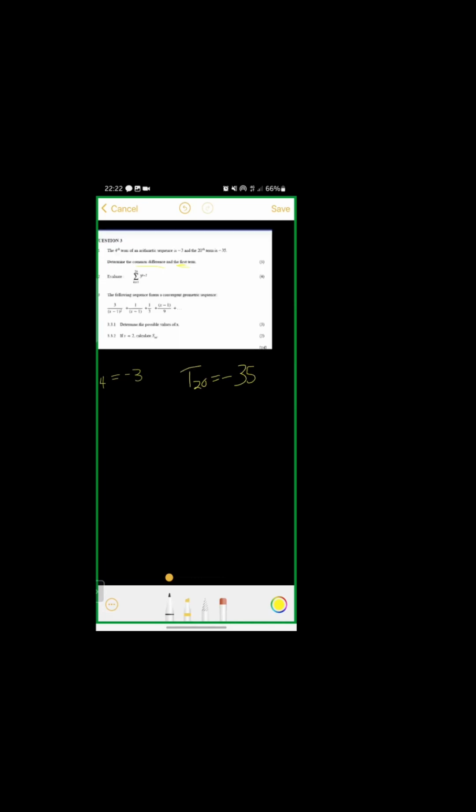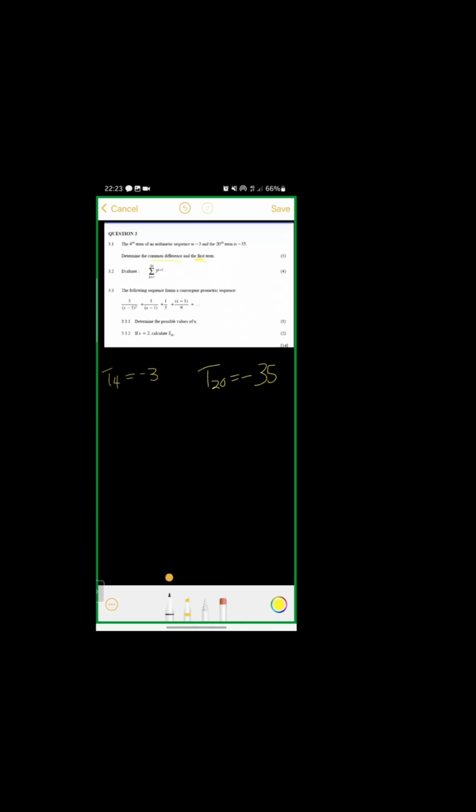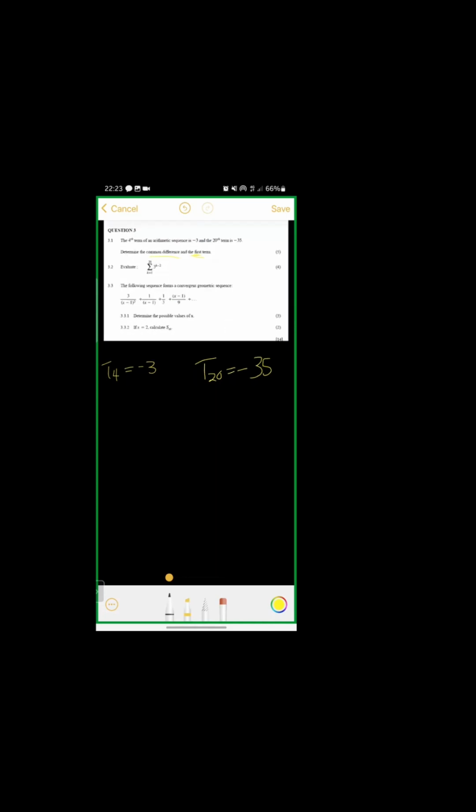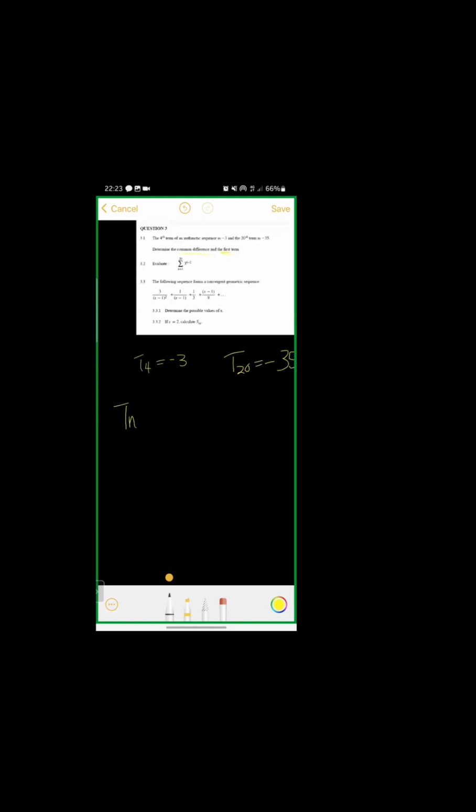So this is what we have here, and we have 2 sets of information. In our formula, let's just write down our formula for an arithmetic sequence. So help me. Tn is equal to A plus (N minus 1)D. Like this, right? Oh, sorry.